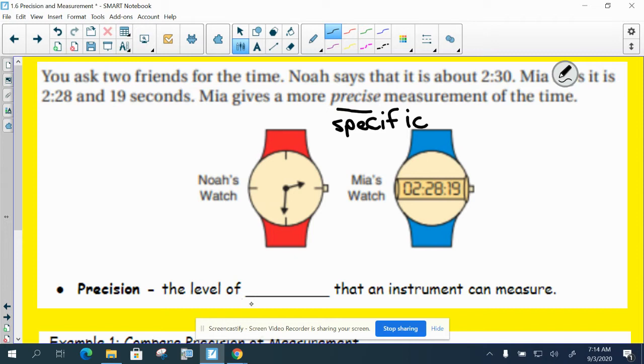So precision is the level of detail, how much detail your instrument can measure. There are different scales that you can weigh things on, and even if you have a scale at home, some scales will tell you to the nearest tenth, while some scales might tell you to the nearest hundredth place, while some scales might just tell you to the nearest whole number.